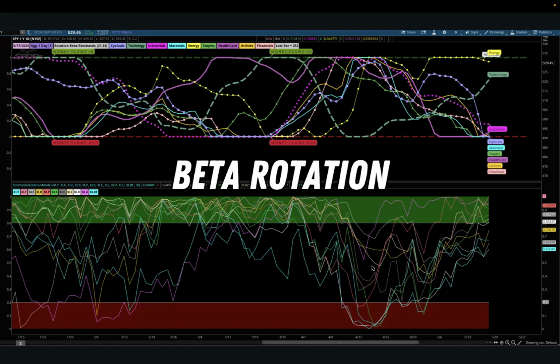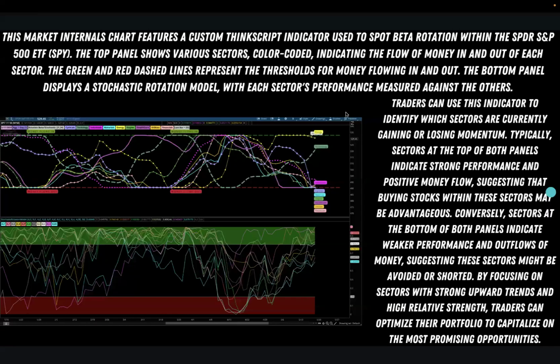Today we're going to go over my beta rotation layout here. Now, this one comes as a part of the chart layouts package as well as the custom thinkscripts package that we've got available for different indicators. And this is one of those indicators, and it's really useful. Okay, so it may seem like a lot is going on right here. We'll revisit this chart in a second, but let me break it down for you guys.